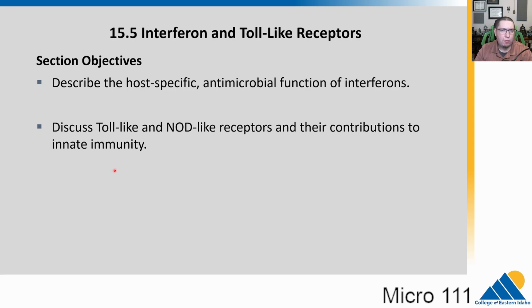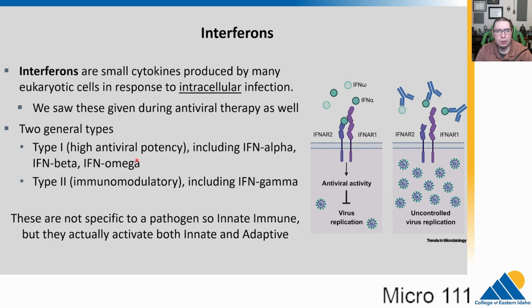In Chapter 15.5, we're going to take a little sidestep and talk about some other important recognition bits. We're going to talk about interferon, and then we'll talk about these toll-like receptors. So interferons are another class of small cytokine molecule that are made by a lot of eukaryotic cells. We've actually talked about these previously when we talked about antiviral therapy. We can actually inject interferon in.